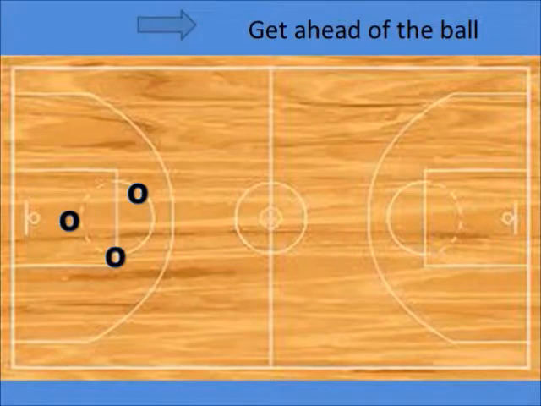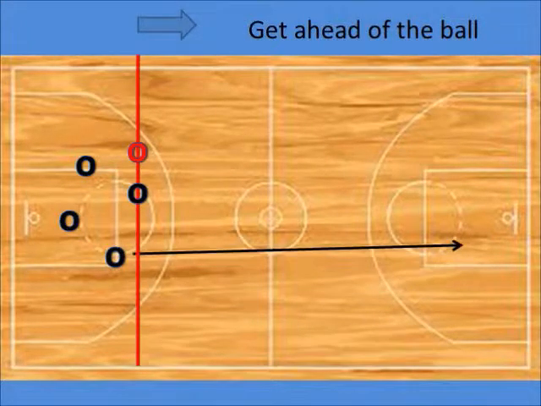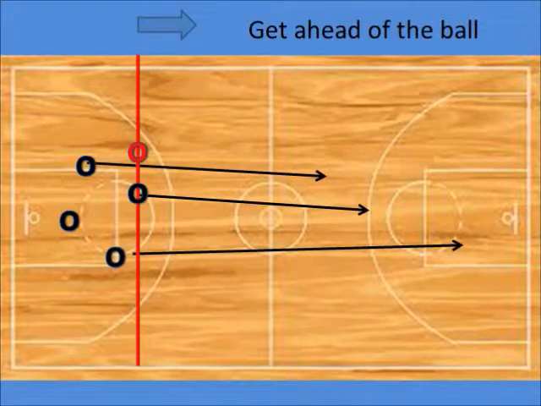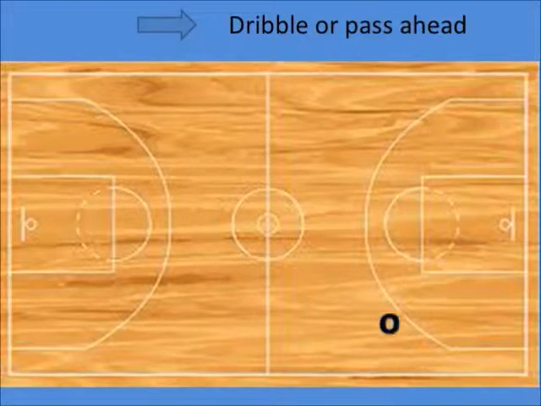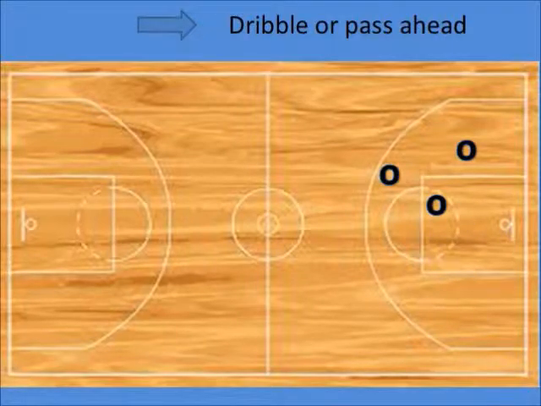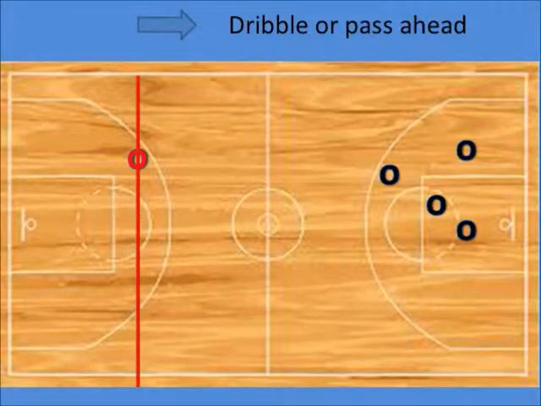So the first teaching point is to get ahead of the ball. You see the red line here indicates where the ball is, an imaginary line we call the line of the ball. The four players who don't have the ball, their first instruction is get ahead of the ball. And then the player who has the ball is looking to either pass the ball ahead to players who have gotten down the court, or to dribble the ball down the floor themselves. But the first instruction should be get ahead of the ball.